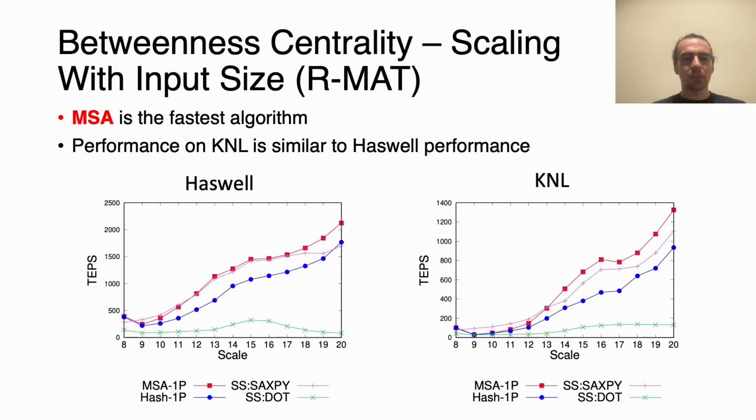For betweenness centrality, we also use the RMAT matrices. And again, as MSA is the fastest algorithm, we can see that for all inputs, MSA has the best performance on both KNL and Haswell.